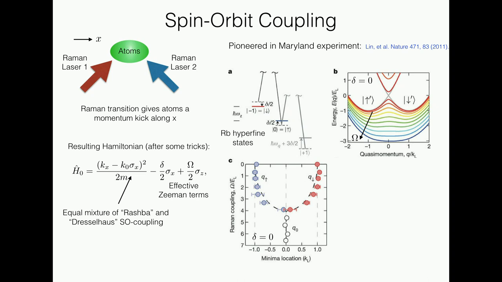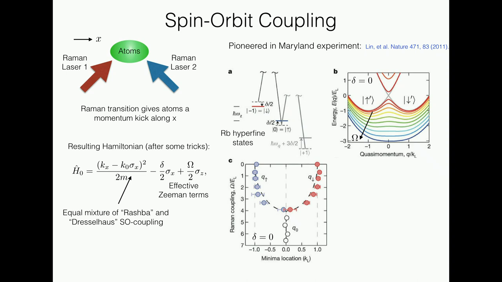2011, in Maryland, they realized a particular type of 1D spin-orbit coupling using a scheme very, very similar to the one I showed you for simulating a magnetic field. Again, not going through too many of the details, they're using Raman lasers. Everything's Raman lasers, because it gives us these nice kicks. And now the Raman lasers are coupling just two of the hyperfine states of rubidium. And what we do is we tune this one out of resonance by applying a strong magnetic field and using a quadratic Zeeman shift.